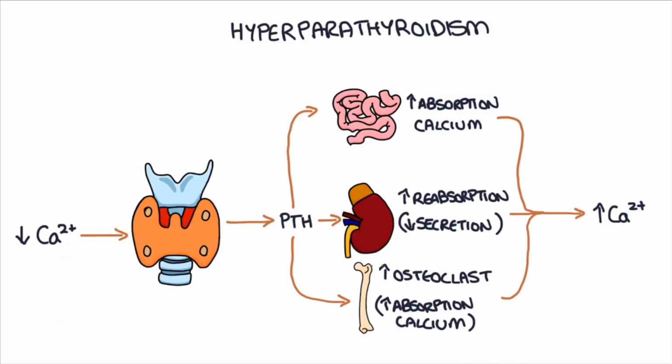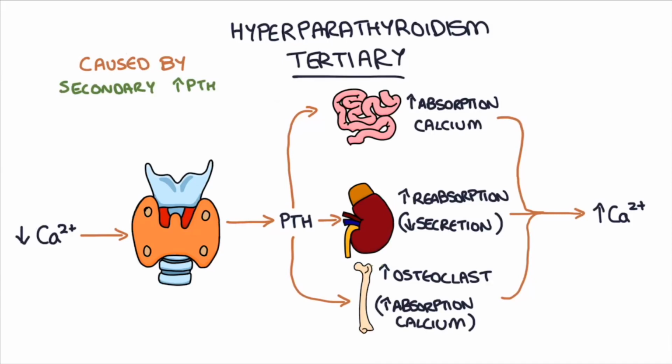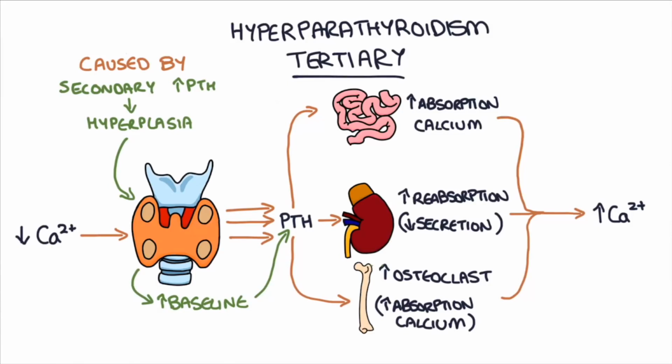The final cause of high parathyroid hormone is called tertiary hyperparathyroidism, and this happens when secondary hyperparathyroidism continues for a long period of time, and it leads to a big hyperplasia of the glands, and the baseline amount of parathyroid hormone that's being secreted by those glands increases dramatically. And so what happens is when you treat the secondary hyperparathyroidism and you remove the need for so much parathyroid hormone, the level remains high because those glands are so used to producing so much parathyroid hormone.